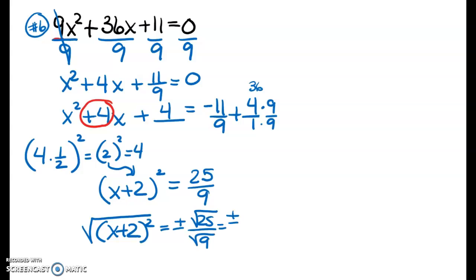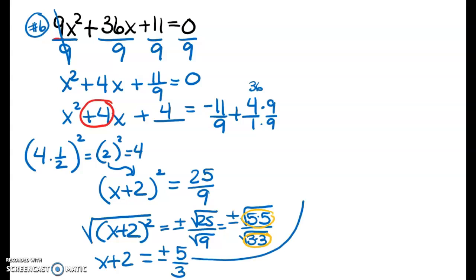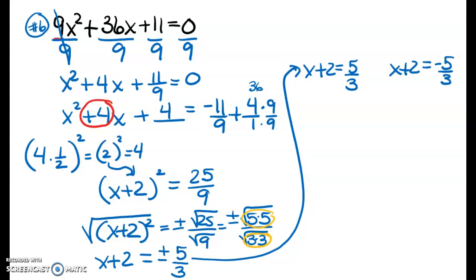And I know the square root of 25. 25 can be factored into 5 times 5 and 9 into 3 times 3. So I have nice groups of 2 here that come out. So I get x plus 2 equals plus or minus 5 over 3. So now I'm going to make my two equations. x plus 2 equals positive 5/3, and x plus 2 equals negative 5/3.